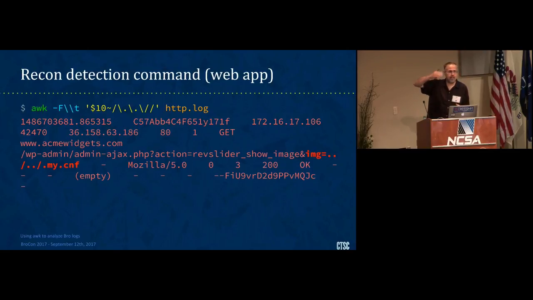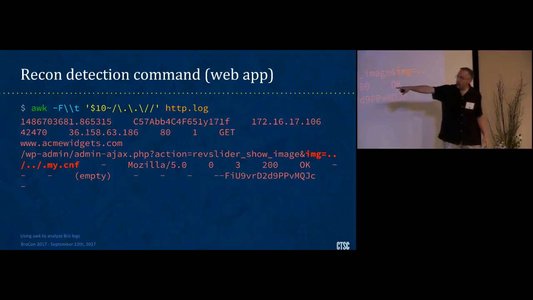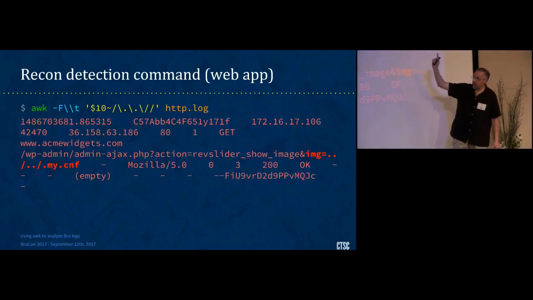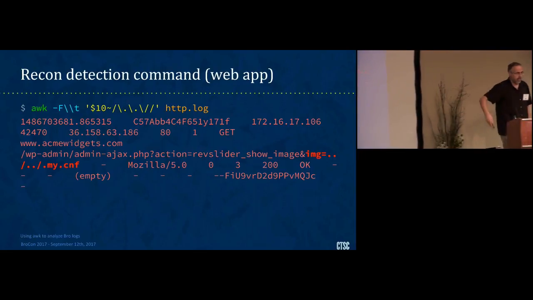And note, I have to backslash the dots so that I'm not just matching any character, I'm matching literal periods. So this would just search for dot, dot, slash. Note, I didn't use the caret and the dollar sign in the regular expression. It's going to match it anywhere in the URI. So in this case, it comes back, and you see in bold here, it matches this section where somebody was trying to exploit the rev slider plugin of WordPress to search for my.conf files. This was a real attack that I pulled this from.